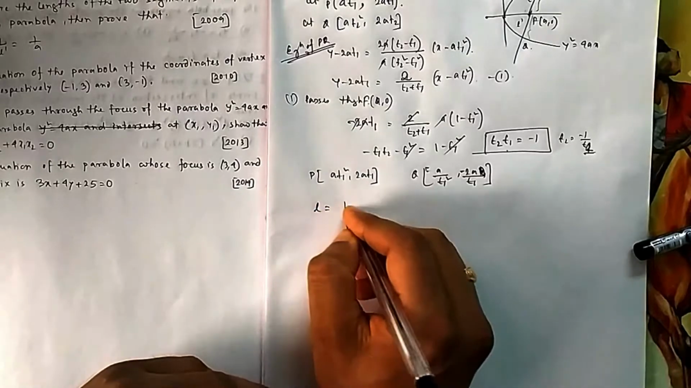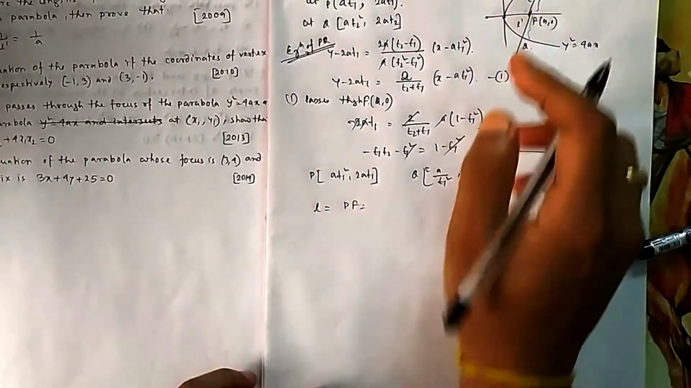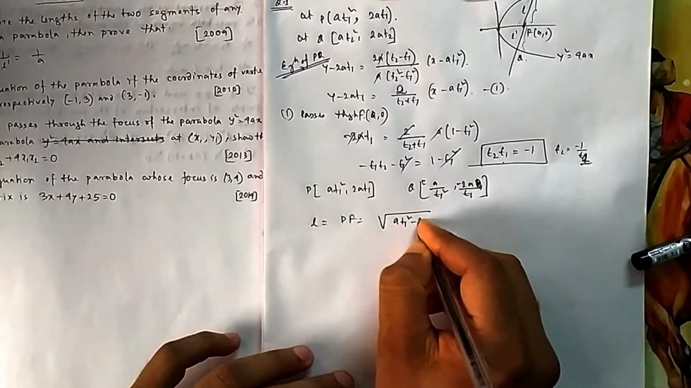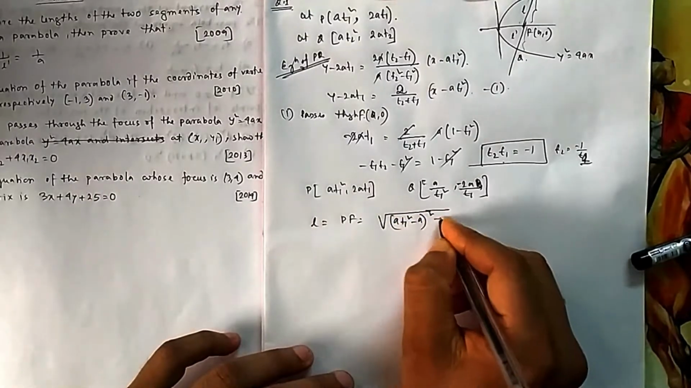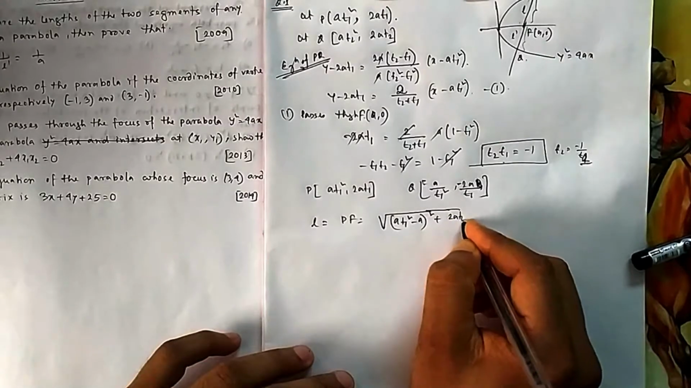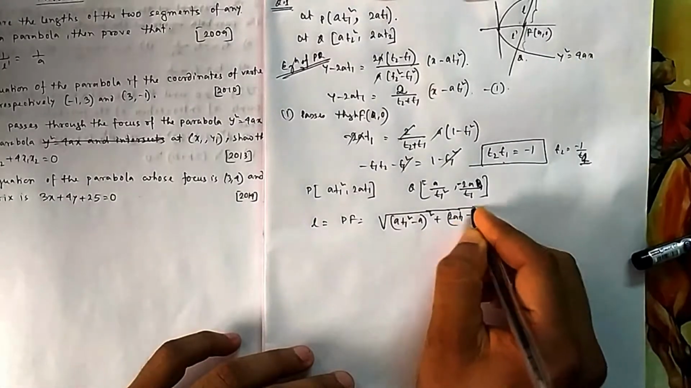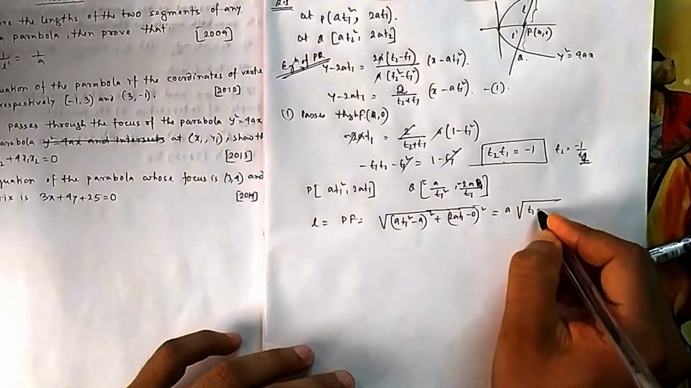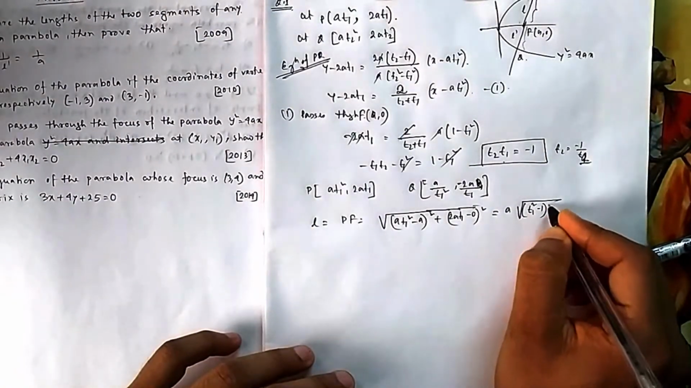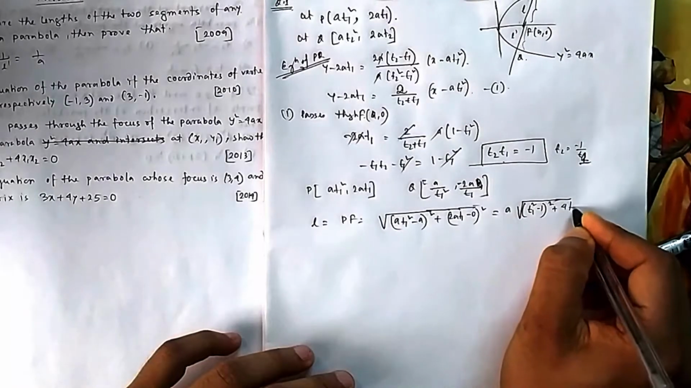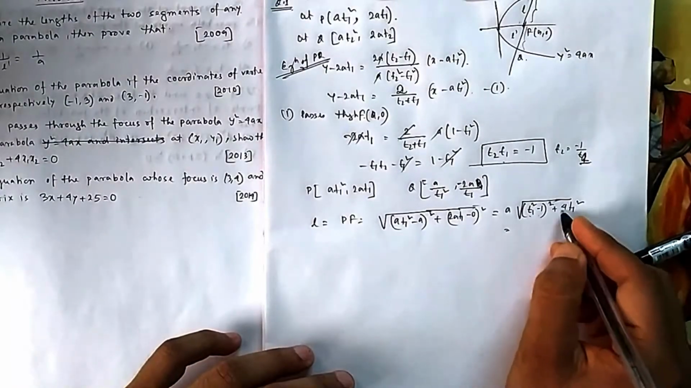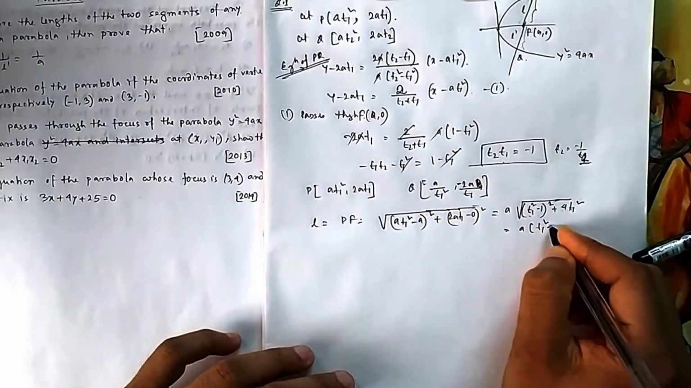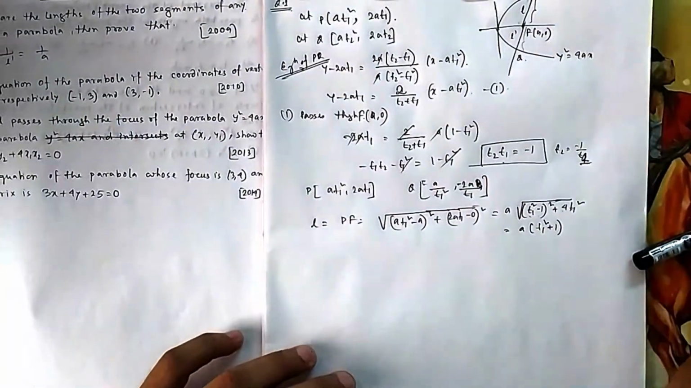So what is L? L is equal to PF, the distance between these two. Applying the distance formula, L equals the square root of (a t1 square minus a) whole square plus (2a t1 minus 0) whole square. If you take a common and expand, you will get a times the square root of (t1 square minus 1) whole square plus 4 t1 square. What is this? (a minus b) whole square plus 4ab is (a plus b) whole square. Then under the root it will be only a plus b. You can expand and check it out.